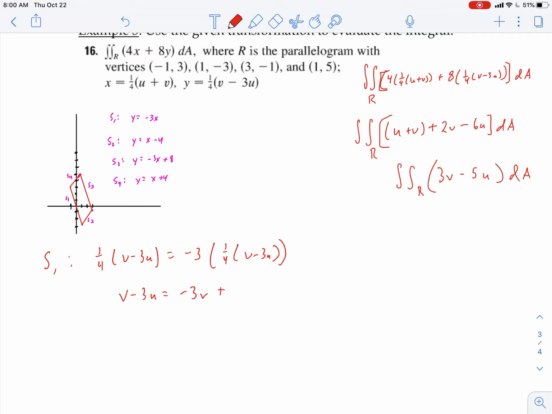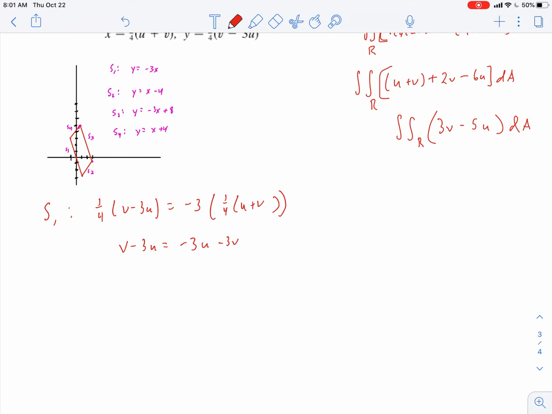Making sure I did all this right. v minus 3u is correct. This was u plus v, so that changes it. So I'm going to have -3u minus 3v. And the u's are going to cancel out. So 2v is equal to 0. So we have v equals 0. That's going to help us with our region. So region S sub 1 is going to be v equals 0. On the graph, it's going to be that horizontal line at 0 on the u-axis. So let's do S sub 2 now.